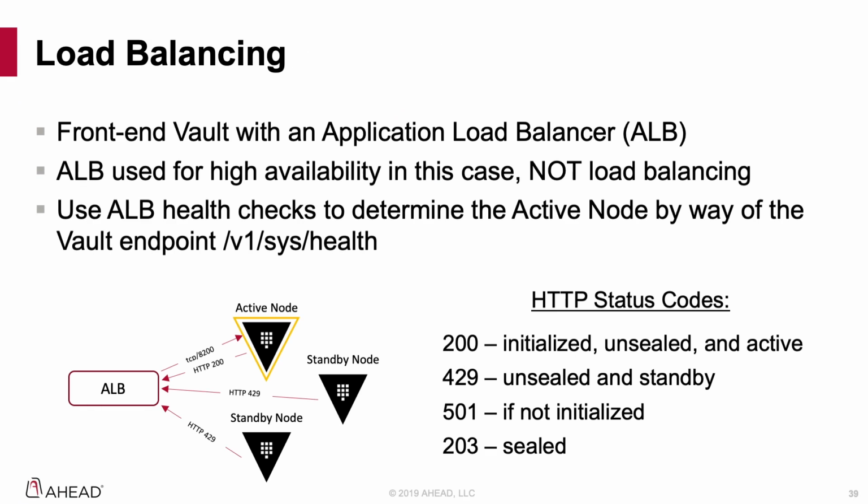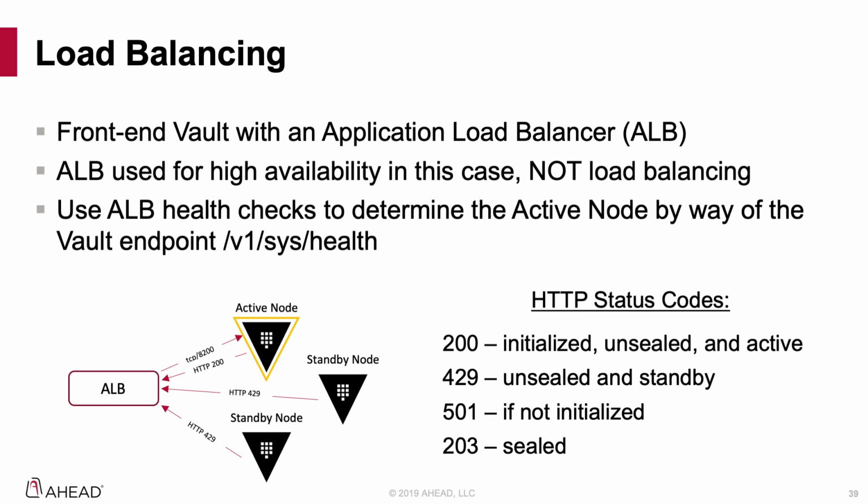So from a load balancing standpoint, this was an AWS slide, so it has ALB, but it can be Azure or wherever. It could be on-prem, F5, whatever. But you can front-end Vault with a load balancer. The load balancer itself is used for high availability in this case, not load balancing. As I mentioned in the previous slide, only the active node will respond to reads and writes. So we're not necessarily load balancing across the 3 nodes. We're just using the load balancer for things like health checks and routing the traffic to only the healthy node, or I'm sorry, the active node, I should say.